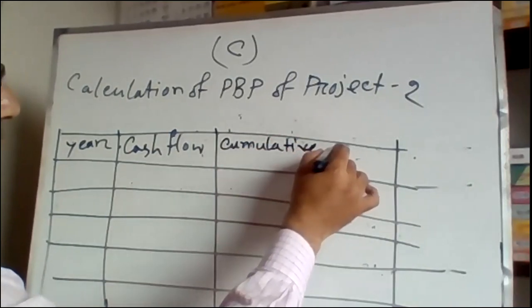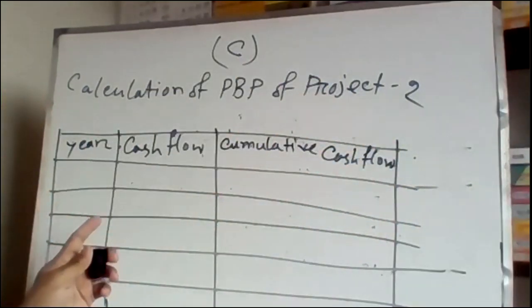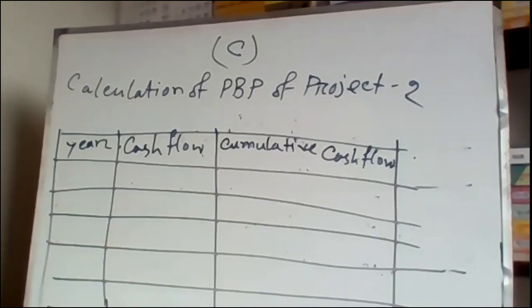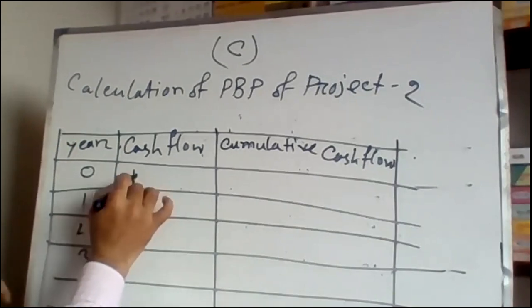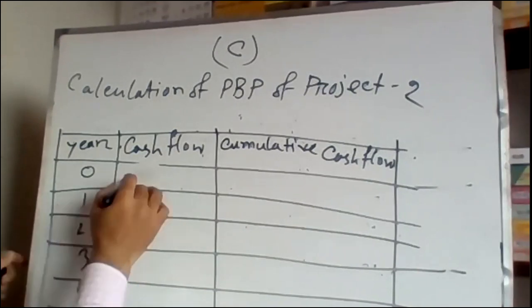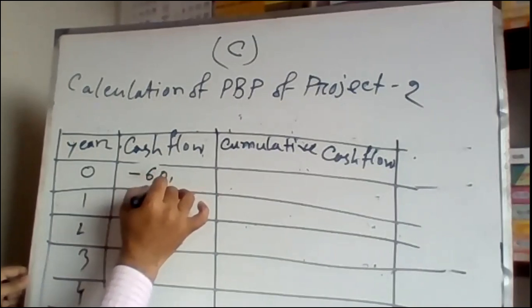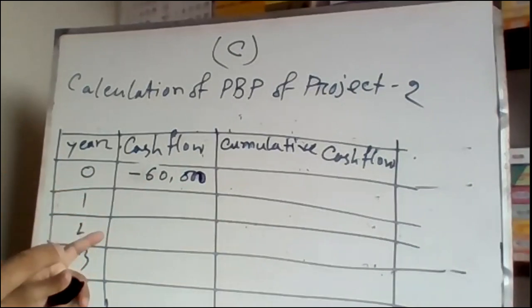Cumulative cash flow. Can you see clearly? Yes, sir. Then we have to write 0, 1, 2, 3, 4. It is a 4 year project. Sorry, 0 means investment. What's the meaning of 0? 0 means investment, and investment means cash outflow. So the outflow will be given here as minus 60,000.